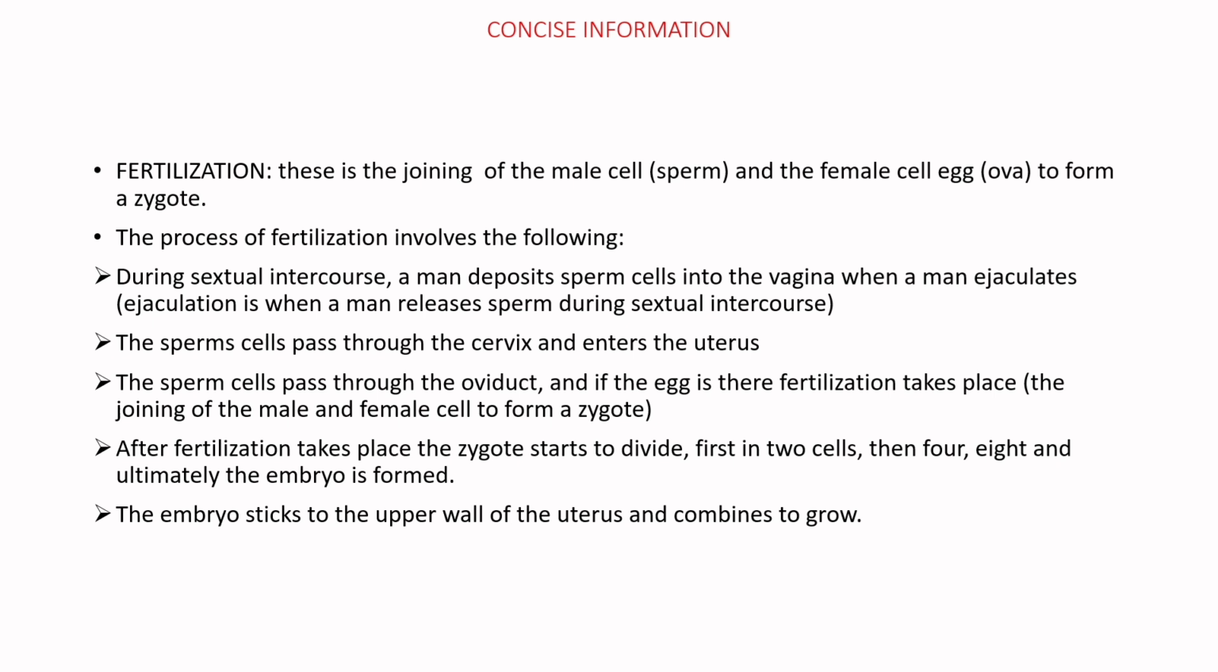After the zygote is formed in the oviduct, it can't grow just there. It will start to divide towards the uterus. So after fertilization takes place in the oviduct, the zygote will start rolling towards the uterus. As it is rolling, it will start to divide and eventually form what we call the embryo, which will stick to the upper wall of the uterus and start to grow. Then you have described the process of fertilization. That's all about this unit. We look at other important information in the next unit.